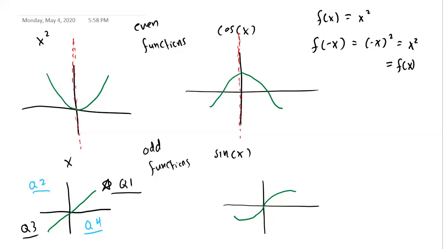But that's the idea. That's how you would identify something that's an odd function. See that whatever's in quartile 1 is reflected into quartile 3, whatever's in quartile 2 is reflected into quartile 4. So that's x. And then for sine, you can see that the same thing is going on.